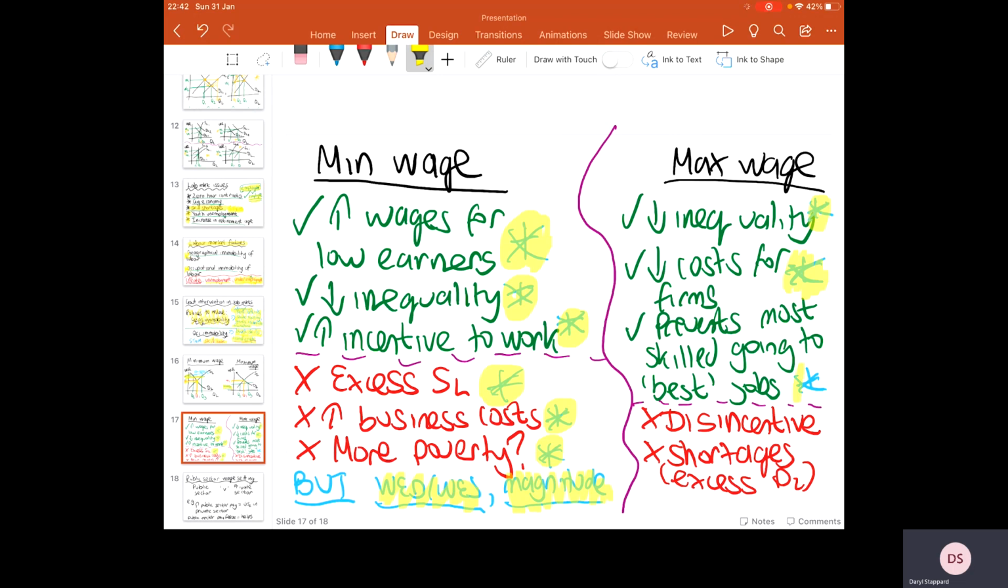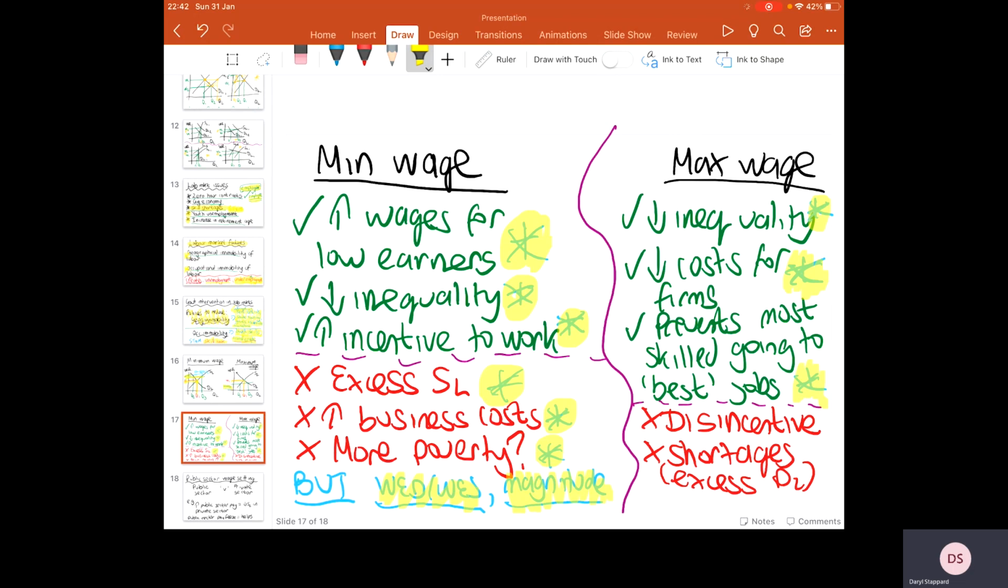Now, another benefit of maximum wage is this: it prevents the most skilled going to what they would regard to be the best or the best paid jobs. So if, for example, being a lawyer pays fantastically well compared to being an engineer, then everyone will train to go work as a lawyer.